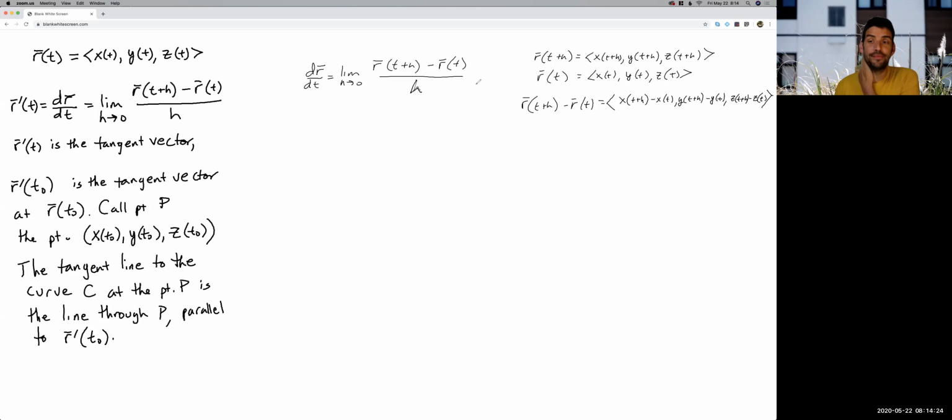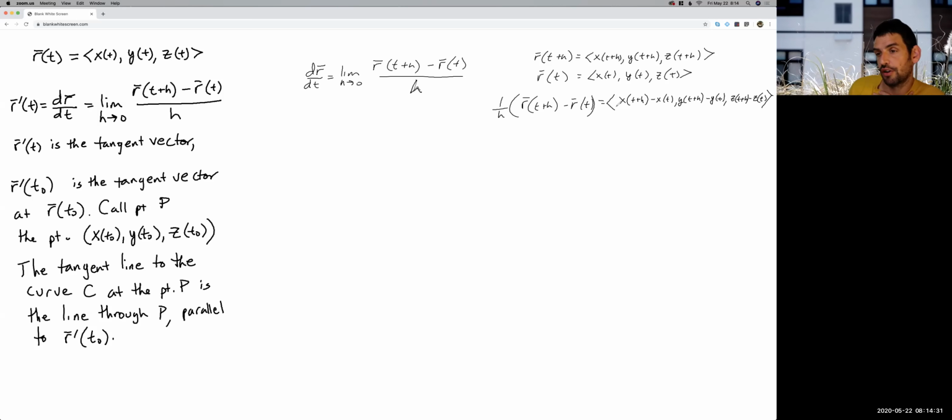Now, when I divide by h, I can think of that as multiplying by 1 over h, right? I can just multiply that to each of the components.